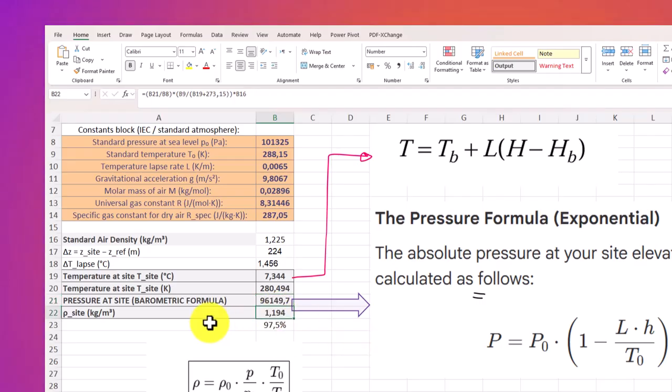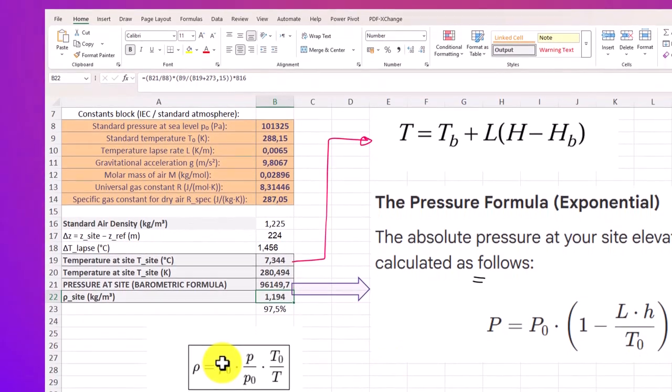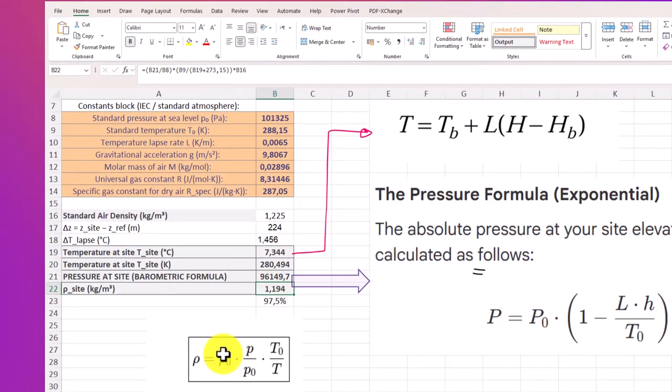In the small box at the bottom, density is scaled from the standard density using the ratio of local pressure and temperature to the sea level reference values. And this is actually equivalent to applying the perfect gas law for air. Density is 1.194 kilograms per cubic meter, which is 97.5% in comparison to the reference air density at sea level. So in this example, the humidity is neglected because, as you have seen in the video, it has a minor effect on the air density calculation.